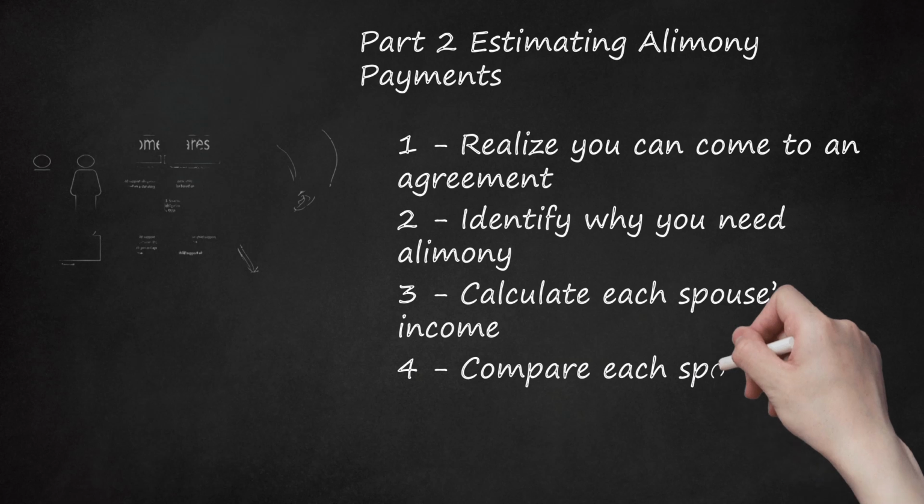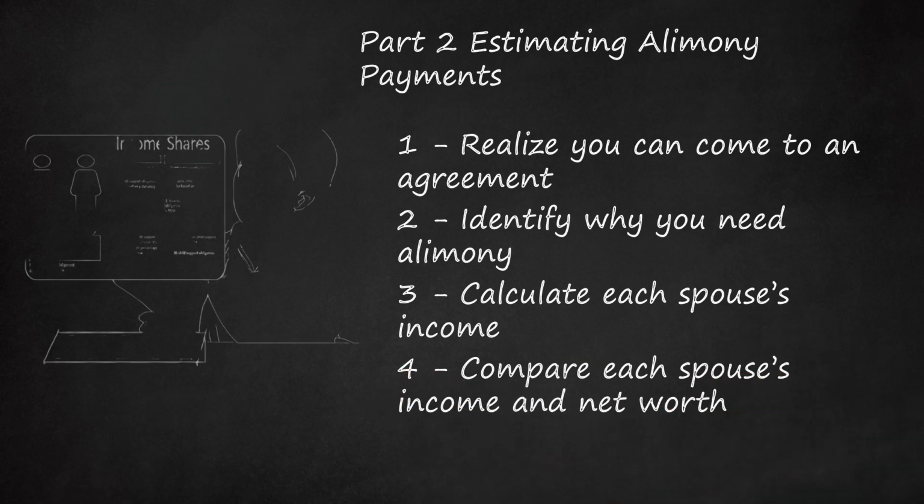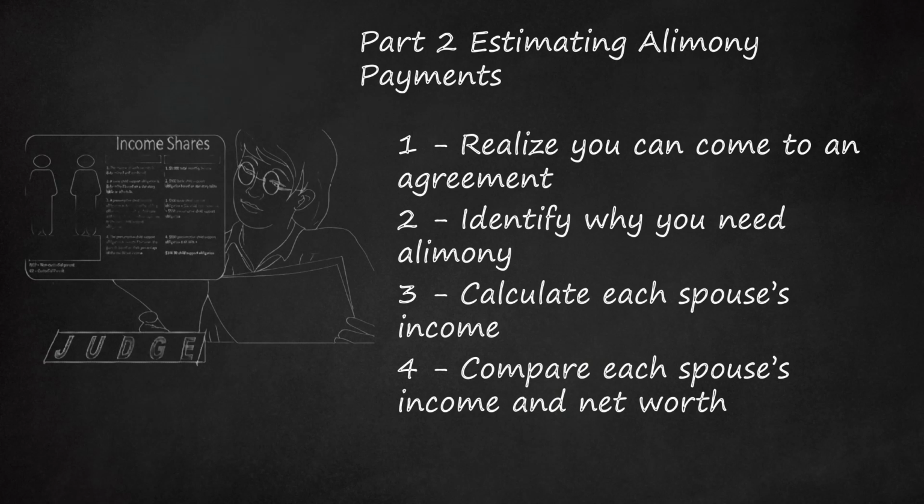4. Compare each spouse's income and net worth. If there is a large disparity between the spouses' incomes and net worth, then it is more likely that a court will award alimony. However, alimony laws are continually changing. In the past, a disparity might have been enough to warrant lifetime alimony. Today, however, the disparity in income and wealth is just one factor a court considers in some states. The judge may also consider the other factors mentioned in this article.